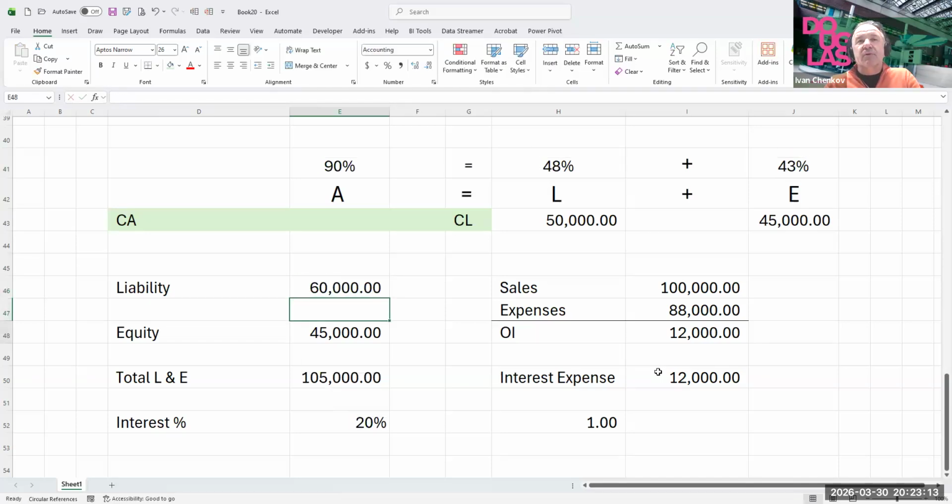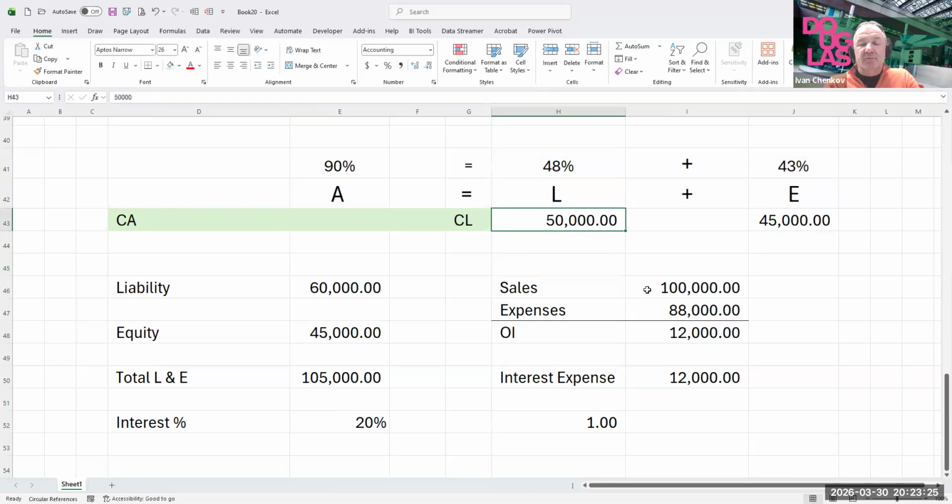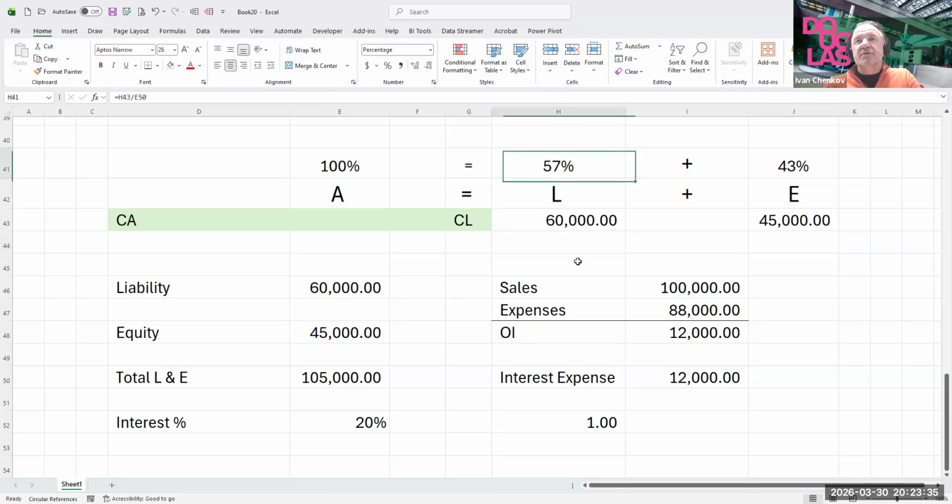I want to keep the equity the same proportion. So the equity is not going to move. It's going to stay 45%, 45,000. Now the 45,000, that will be this plus this. So now this is going to jump to 60,000, and this one's going to stay at 45. We're not changing that one. So what that means, I changed the proportion of my company. Now 57% on the interest.